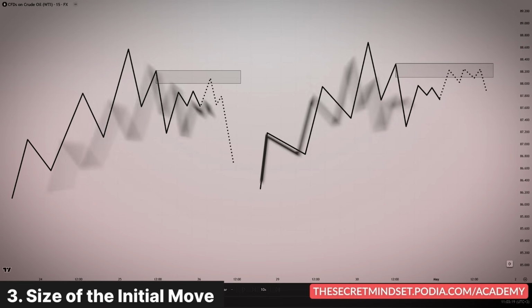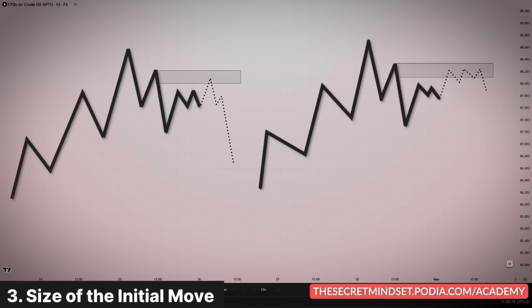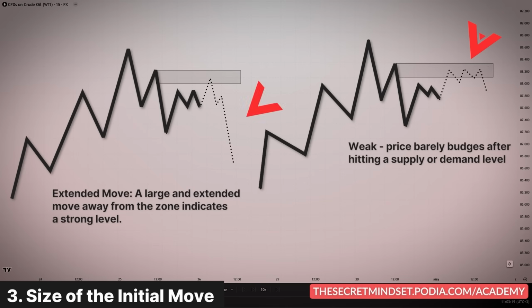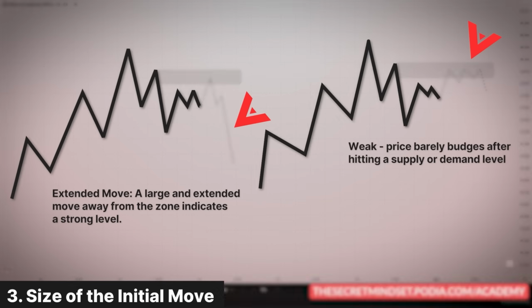The actual size of the move is important too. Obviously, if price barely budges after hitting a supply or demand level, that's not exactly a big endorsement of its strength. But if you see an extended move in the opposite direction after a zone is tested, that's a sign that the level is probably pretty significant.